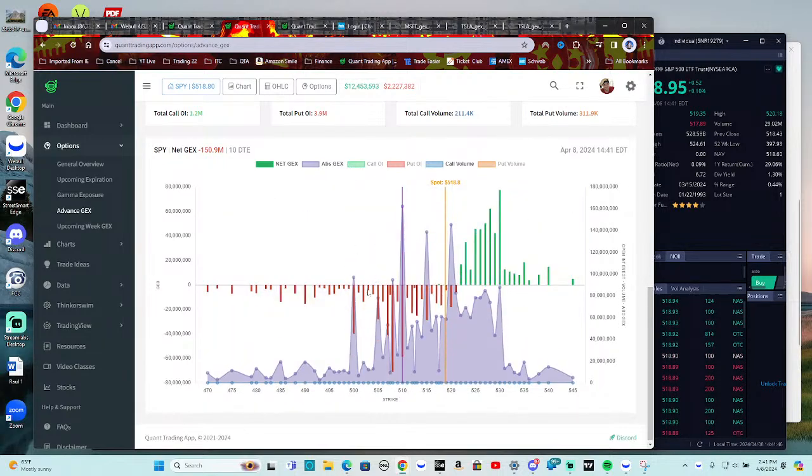And then finally, absolute GEX. Wow, down to 510. So we have conflicting data. I like this road paved, but I don't like how absolute GEX is all the way down here. This should change throughout the week. We can see absolute GEX shift up.